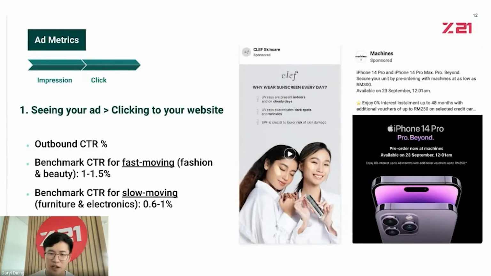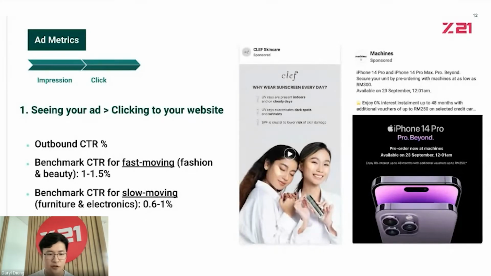I've actually included a benchmark click-through rate here. Please measure by outbound click-through rate. Click-through rate itself is not accurate. Please measure it by outbound click-through rate. For a fast-moving vertical like fashion and beauty, typically we aim for 1 to 1.5%.